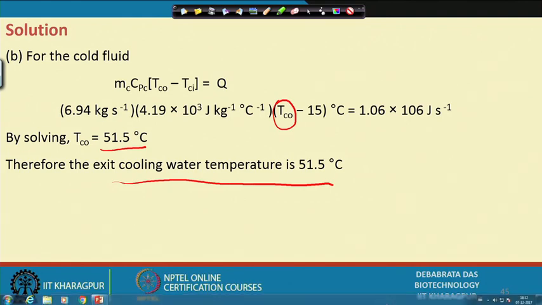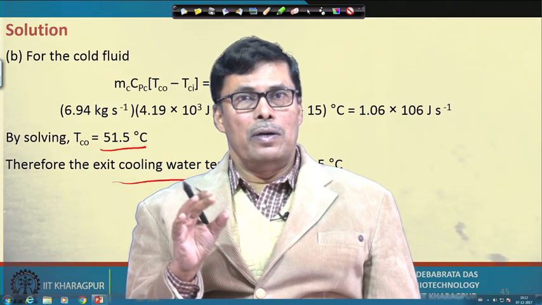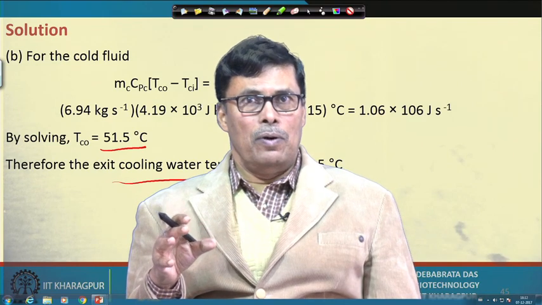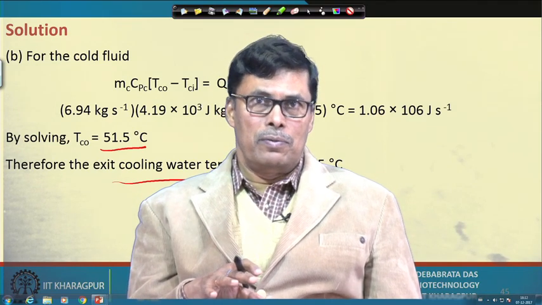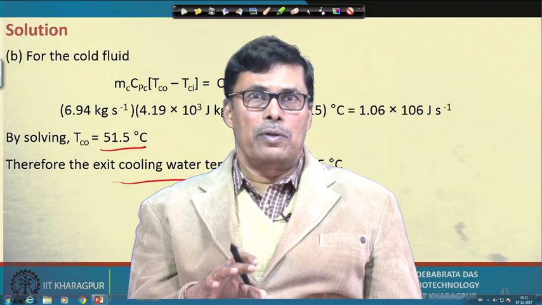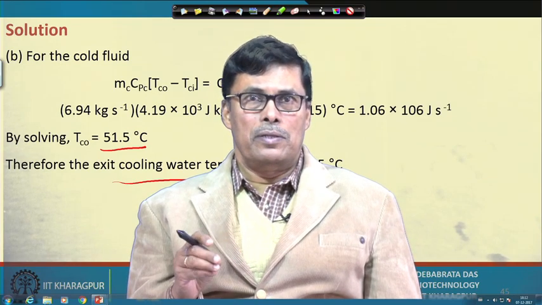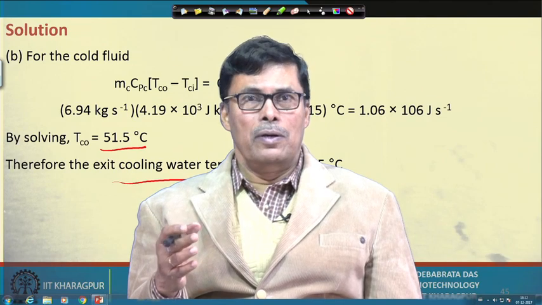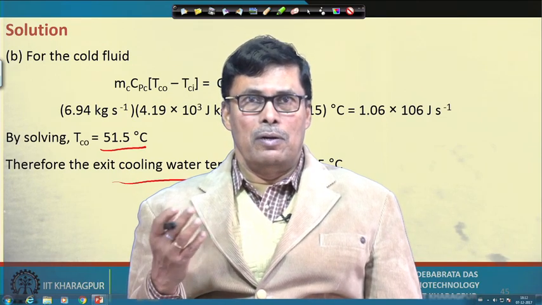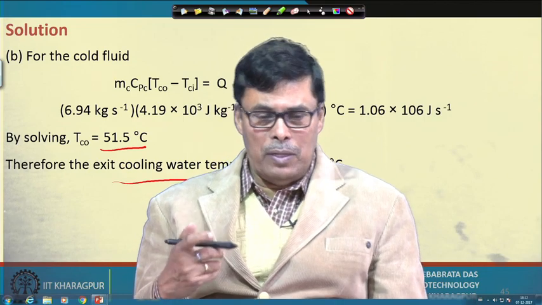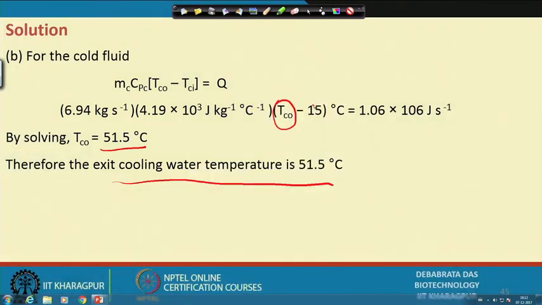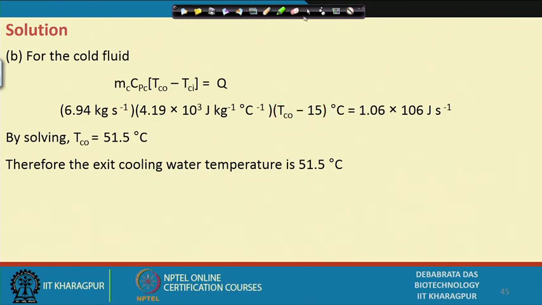So, what basically we have done, we calculate from the hot liquid how much heat is actually coming out, then that is transferred to the cold liquid, and from that cold liquid we can find out the outgoing temperature of the cold liquid in the system. The cold liquid inlet temperature is 15 degrees centigrade, that is from the chiller, and this is the outgoing temperature of the cold liquid. So, this is a very simple problem.